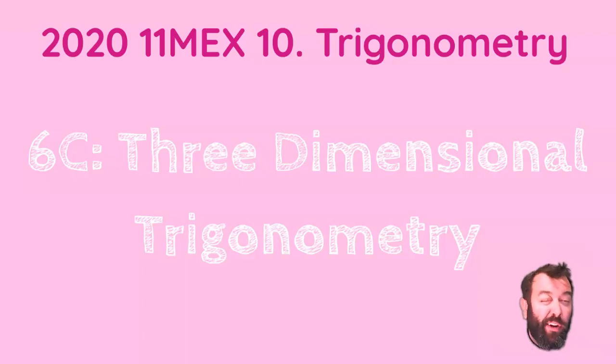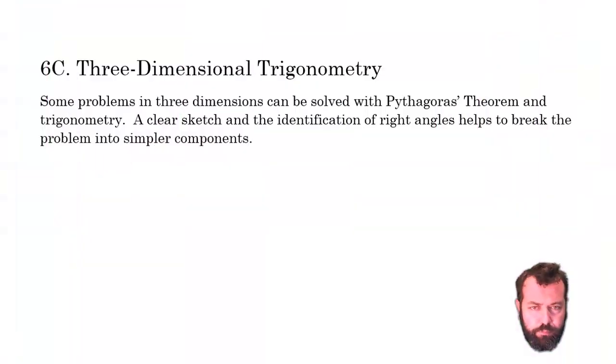We looked at bearings and angles of elevation and depression previously. Today we're going to look at three-dimensional trigonometry. Three-dimensional trigonometry, these are often, other than the conceptual things, fairly straightforward, I guess. We will be using Pythagoras as much as we'll be using trigonometry probably. The most important thing again are our diagrams.